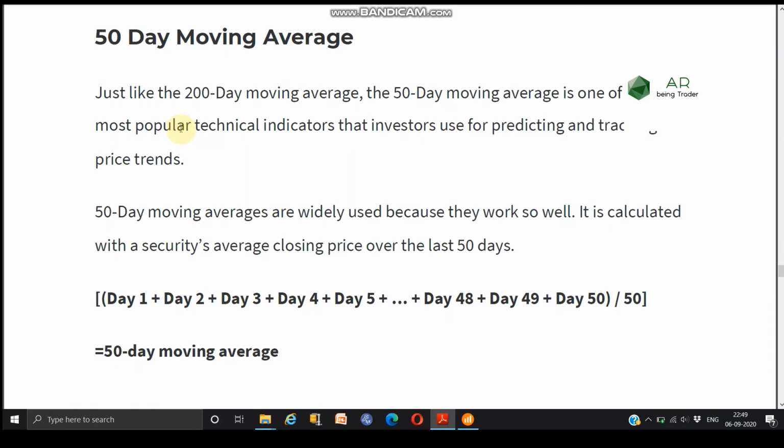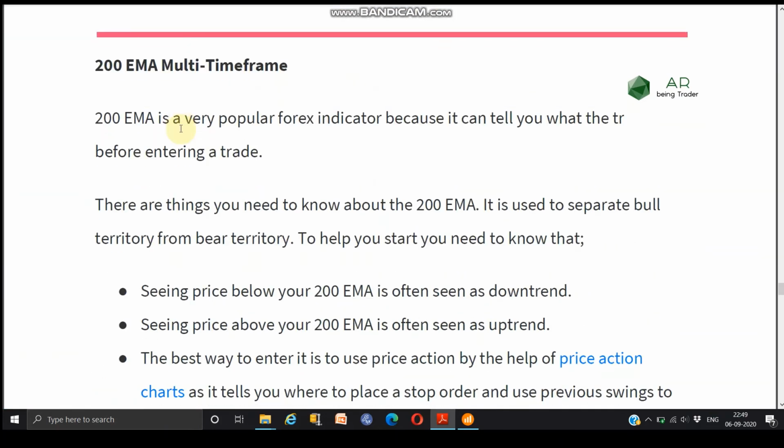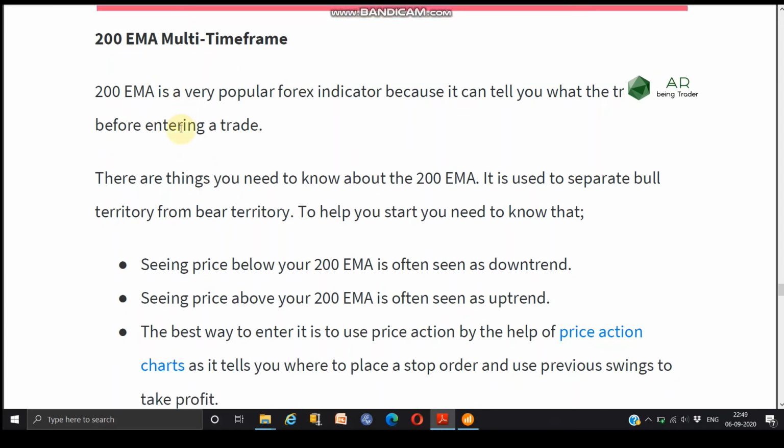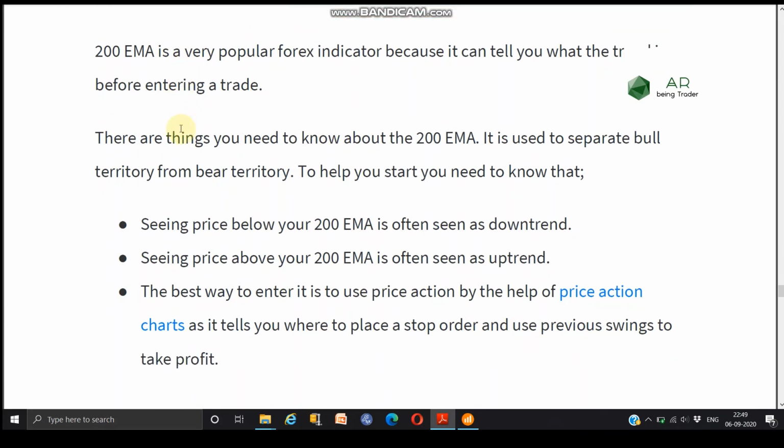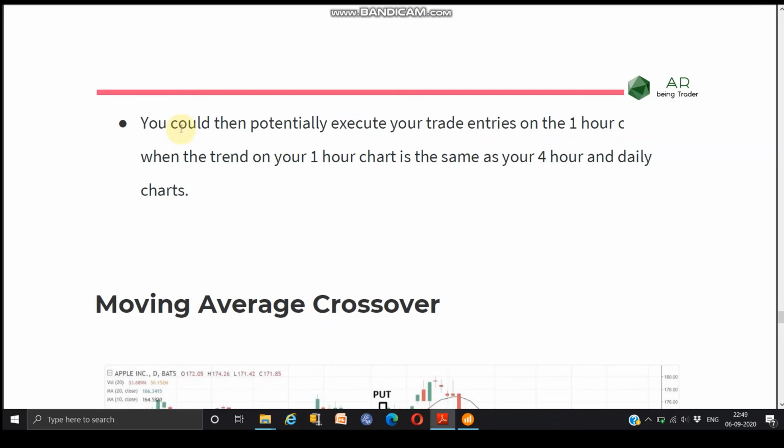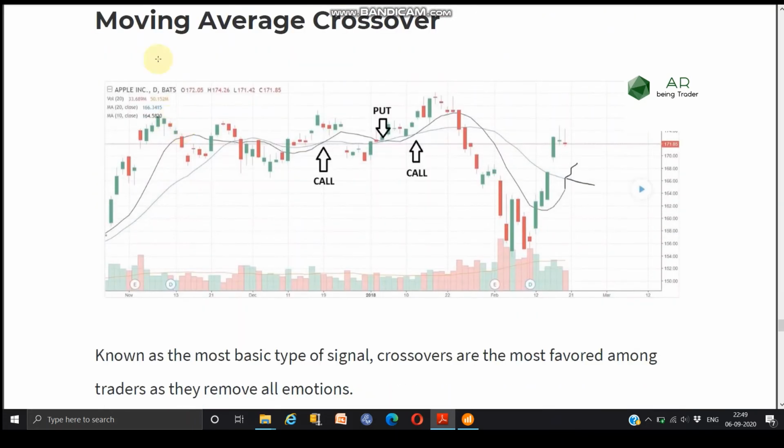Okay, this is 50 EMA, and now I am going to explain each and everything. Actually, I need to show you this, guys. Why? Because these crossovers are very important.